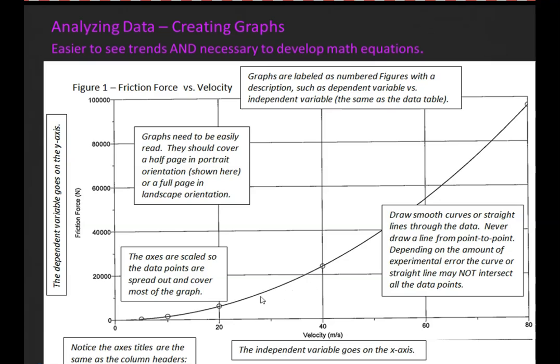So let me just recap when it comes to lines or curves. They need to be a single straight line or a smooth curve that goes through but doesn't necessarily intersect all the data points. Do not draw a series of straight lines from one data point to the next. It is better to have no line or curve than to incorrectly connect the dots with straight lines. Finally, graphs need to be easy to read, so they need to be a decent size. They should cover half the page in portrait orientation or a full page in landscape orientation.